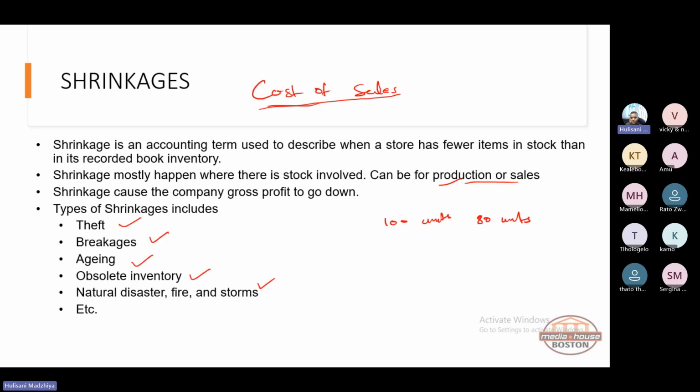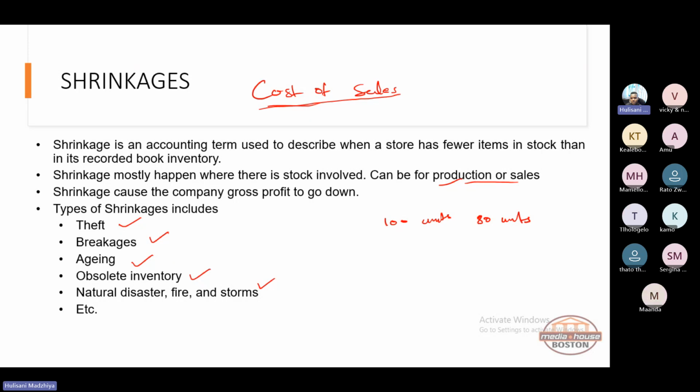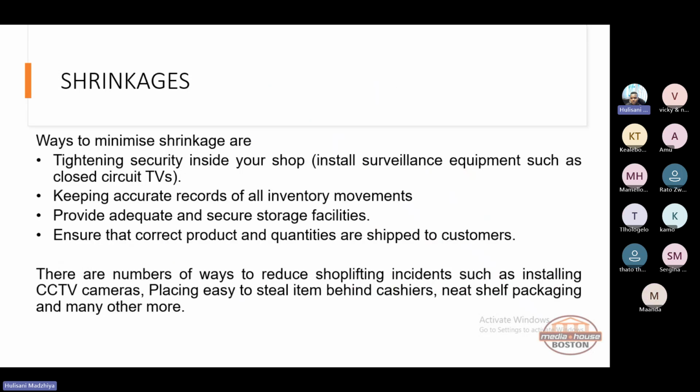Okay, so most of your answers are correct except the one of insurance. So these are the ways to actually minimize shrinkage. You tighten your security inside your shop or warehouse, meaning that you will install CCTV surveillance, such as closed circuit TV, so that you can monitor movement of your customers. You keep accurate records of all your inventory movement.